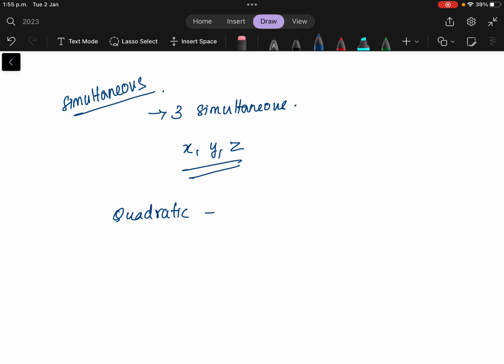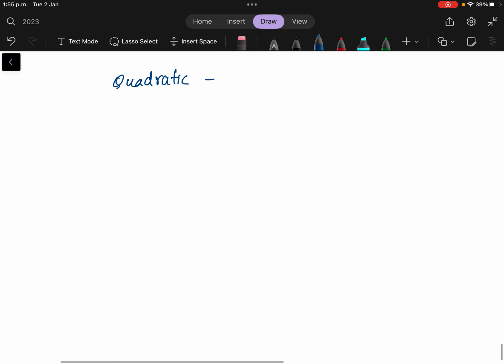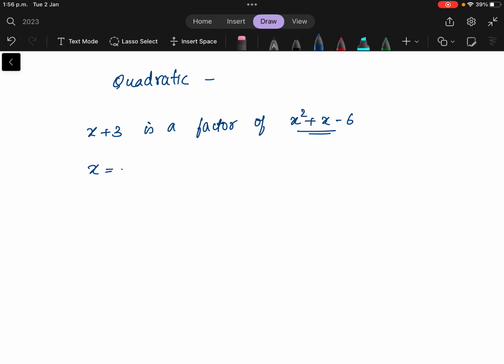If you want to use the factor theorem, for example, it says: show that x plus 3 is a factor of x squared plus x minus 6, and then find the other factor. How will you show that this is a factor of this expression? x plus 3 means x is equal to minus 3. So I take f of minus 3, which means I am subbing in the value of minus 3 in this one.